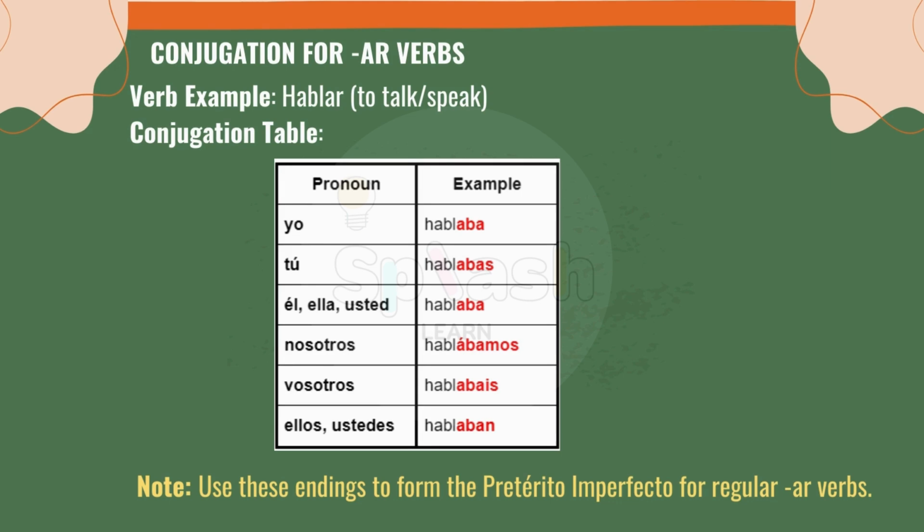Here are the conjugations: yo hablaba, tú hablabas, él, ella, usted hablaba, nosotros hablábamos, vosotros hablabais, ellos, ustedes, hablaban. So for -ar verbs, we use the endings -aba, -abas, -aba, -ábamos, -abais, -aban.